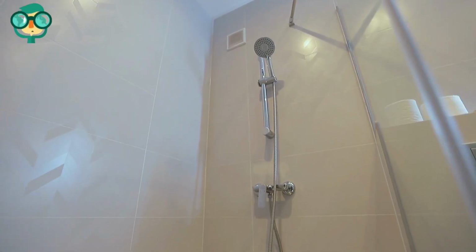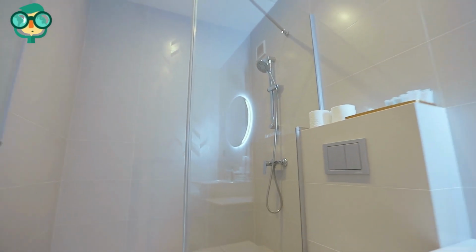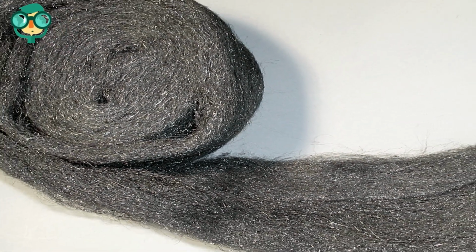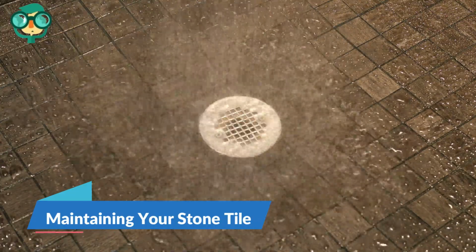Hard water can leave rings, a white film, or a scale on your stone. When the stone is dry, buff the surface in a circular motion with a dry piece of 0000 rated steel wool. The third method is maintaining your stone tile.